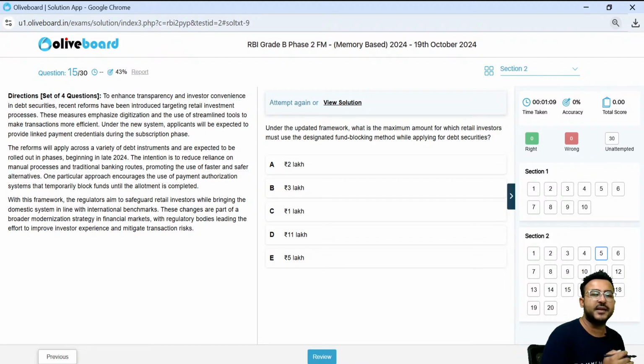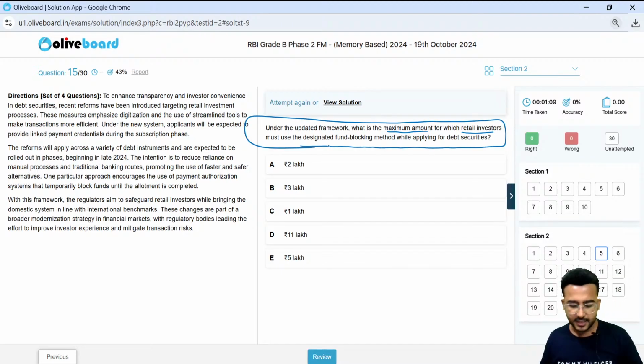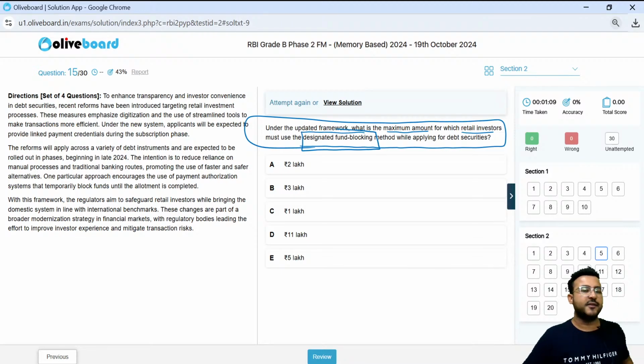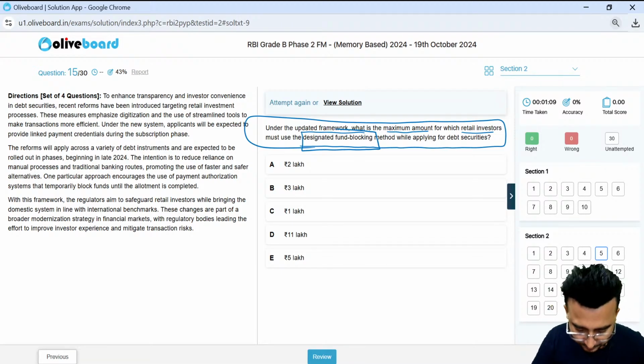So under this updated framework, what is the maximum amount for which the retail investors must use the designated fund blocking method for applying for these debt securities? Let's suppose I am applying for a debt security. I am a retailer. I am applying for a debt security. What is the maximum amount that I can use via the designated fund blocking? There was a particular designated fund blocking. Can you tell me the maximum amount that can be blocked? Anyone?